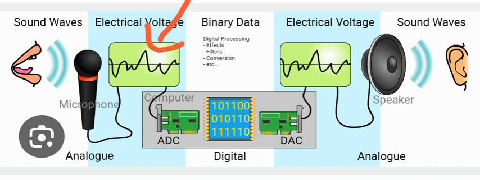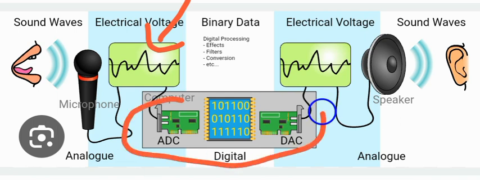So we are still operating in the analog domain, and the graph of the signal shows an electrical voltage which is continuously varying with respect to time. It has positive amplitudes, it has negative amplitudes, and accordingly it is an instantaneous signal with respect to time.